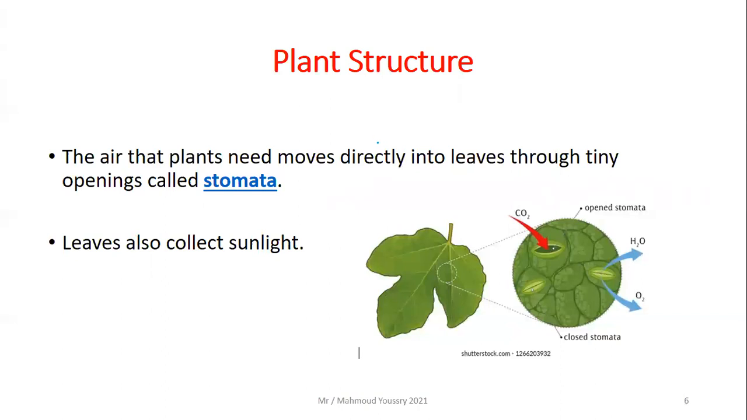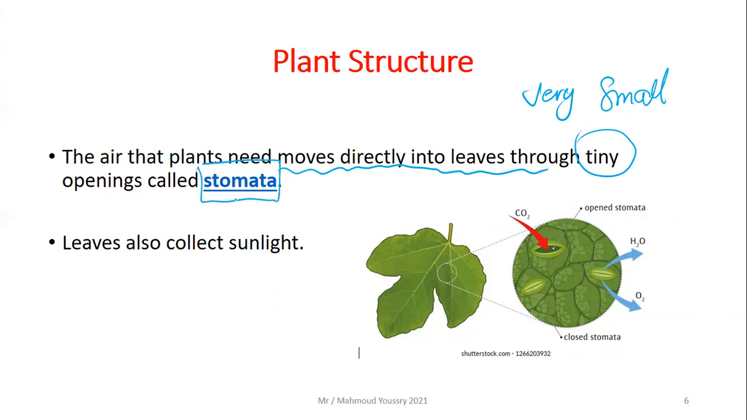Then we come to the most important part, which is the leaf. The air that the plants need moves directly into the leaves through tiny, means very small, openings called stomata. Stomata are the tiny openings in the plant leaf where the air that the plants need moves directly into the leaves. The leaves also collect sunlight. As you can see from this picture here, this is like a magnified part of a leaf. These openings are called stomata. Some of them are open and some are closed. These stomata take in the carbon dioxide needed for the plant to perform photosynthesis and release oxygen as a byproduct of photosynthesis and the excess water.